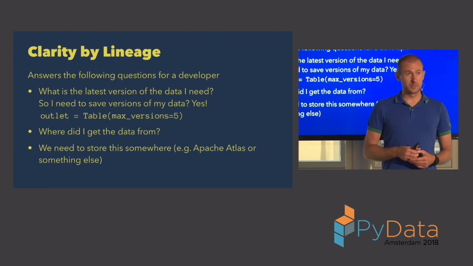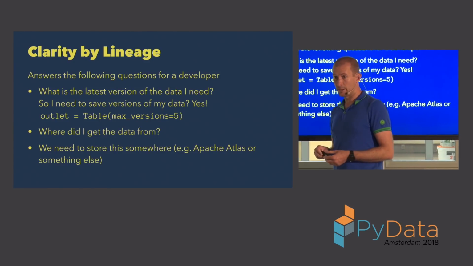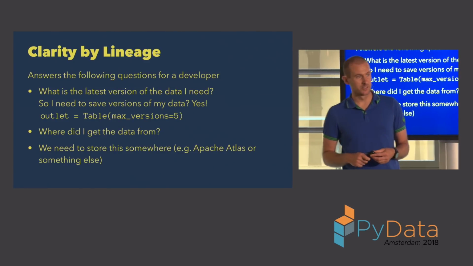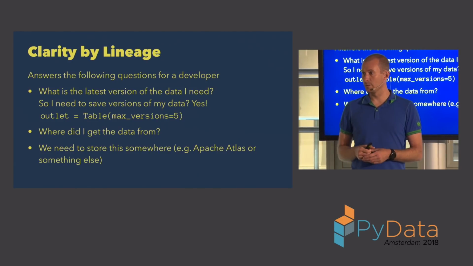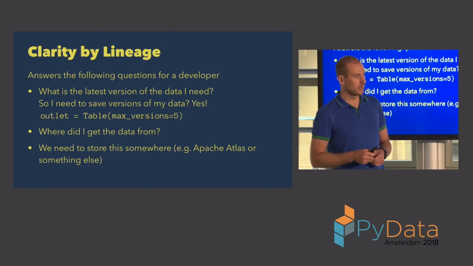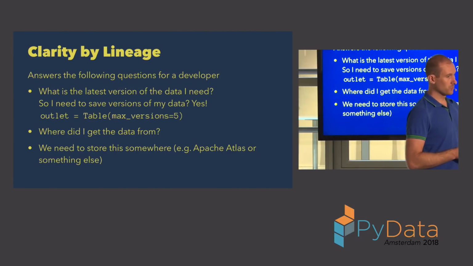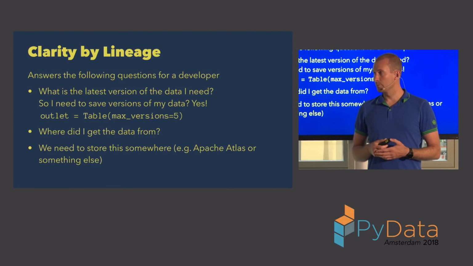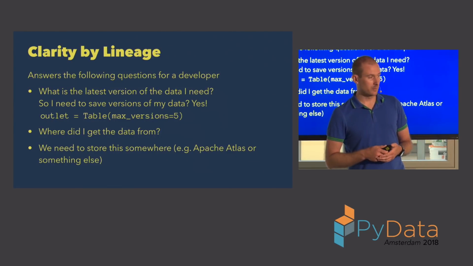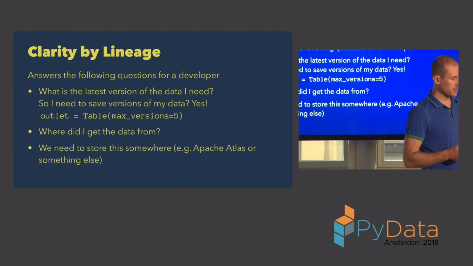And eventually we need to store this somewhere, and for now we'll explain this in the context of Apache Atlas, which you might not be familiar with, but this is where you can store lineage information. And from 1.10, so in the master branch of Airflow, there is some basic integration with Apache Atlas.